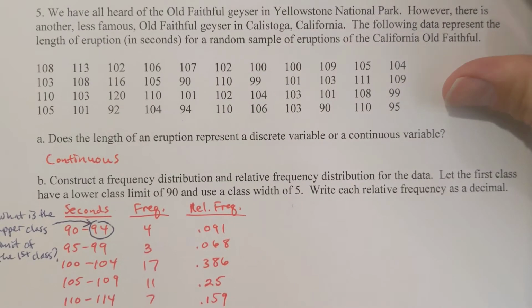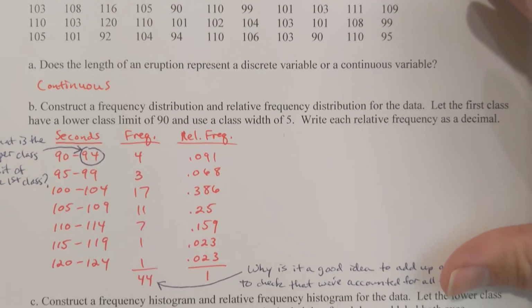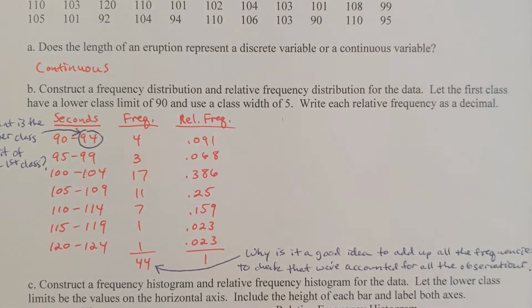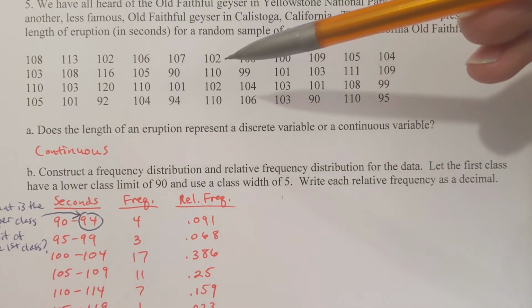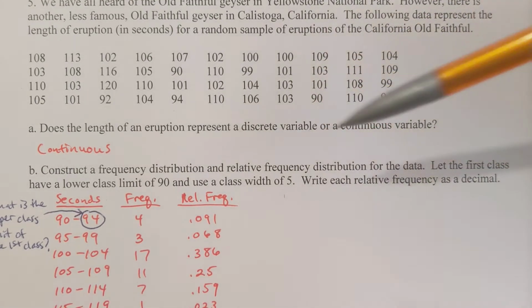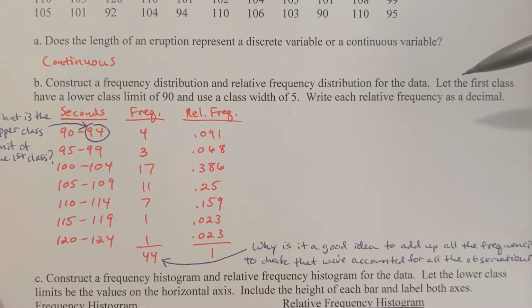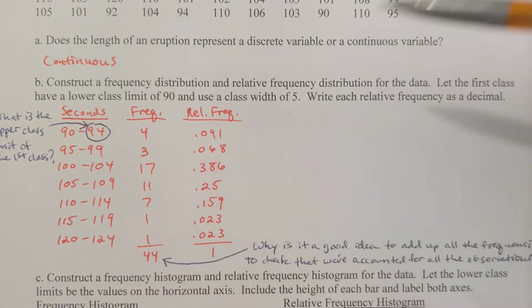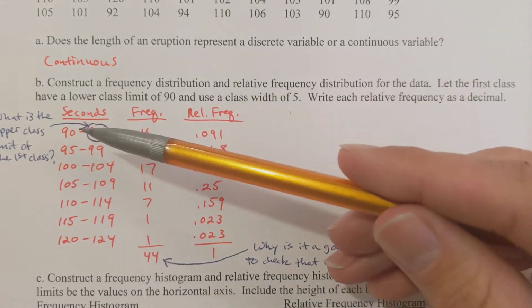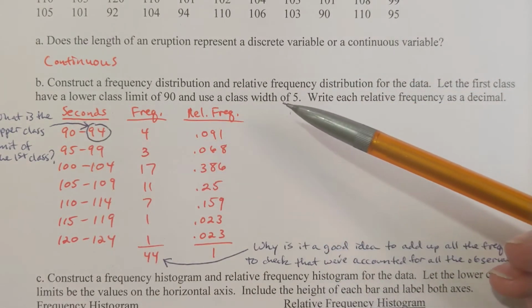Part B, construct a frequency distribution and a relative frequency distribution for the data. Let the first class have a lower class limit of 90, and use a class width of 5. That's because the smallest value listed here is 90, which is why I'm starting at 90. Write each relative frequency as a decimal. So I've got my seconds, my frequency column, my relative frequency column. I'm starting at 90, and I'm using a width of 5.